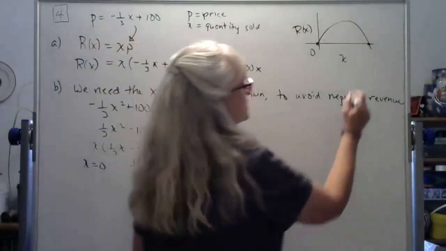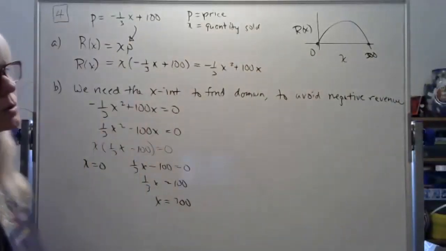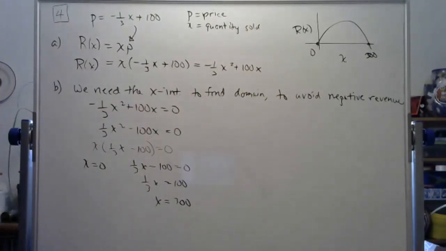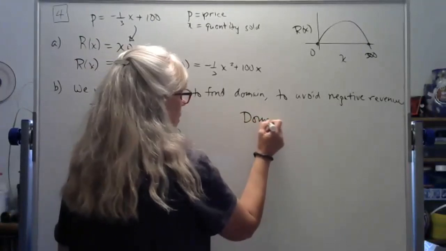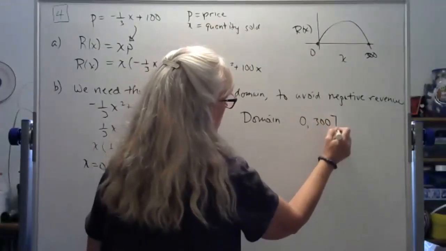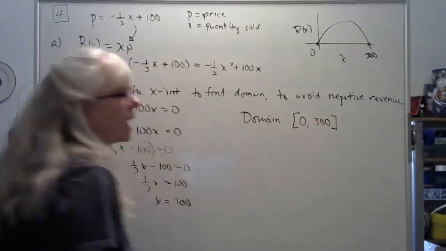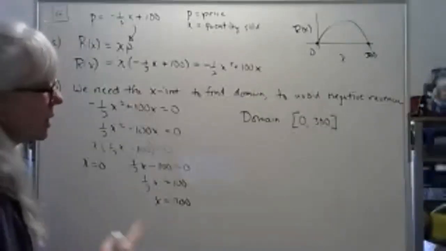The other side is simply selling that anything above 300 that you sell is actually going to produce a negative revenue. So our domain then, to answer the question, is from 0 to 300. Now, I think it should have brackets on it.